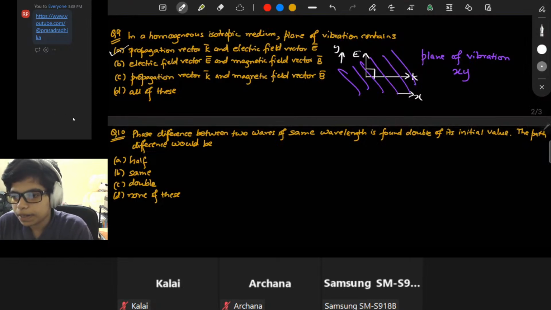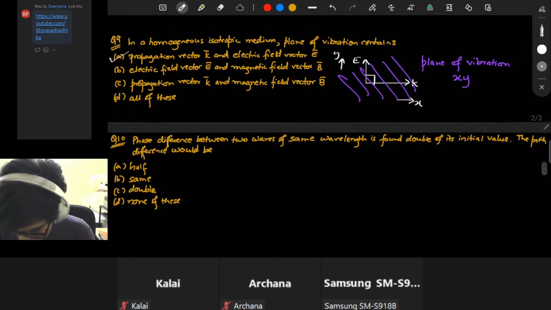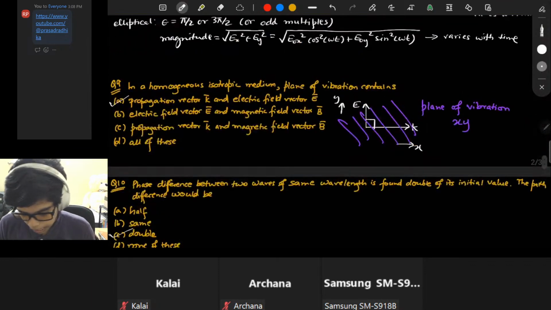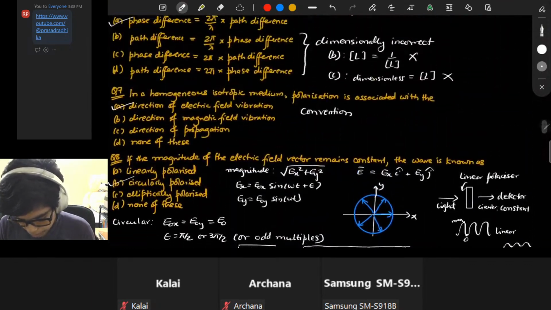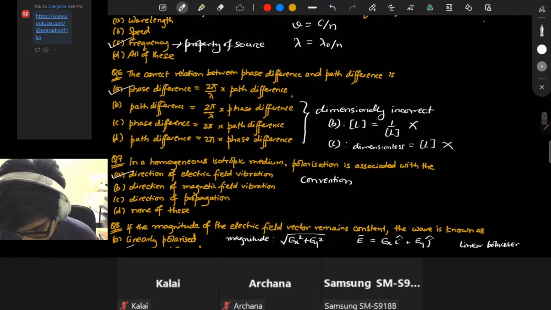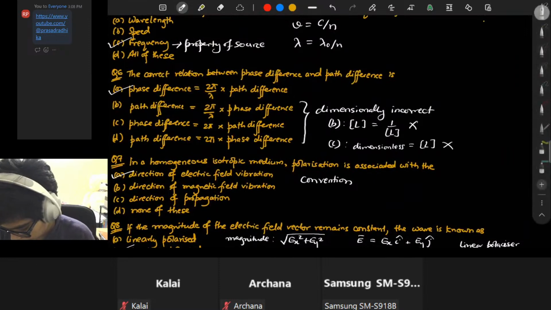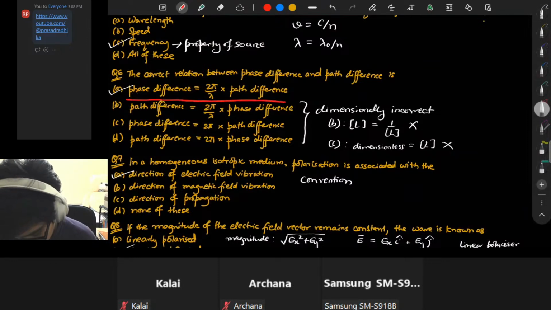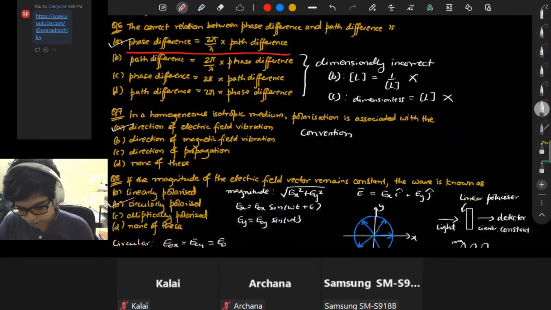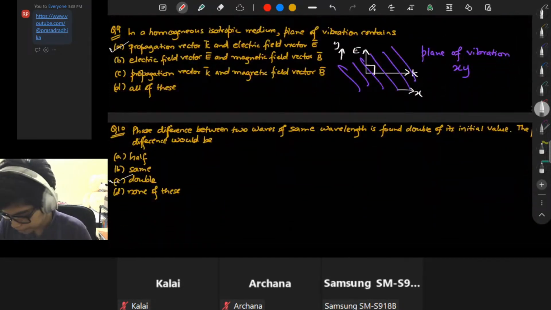Okay, so now let me discuss the answer. The correct answer is option C, that it becomes double. And previously we had seen in this question the expression for phase difference and path difference. So this was the expression right here between phase difference and path difference. Let me rewrite it over here.